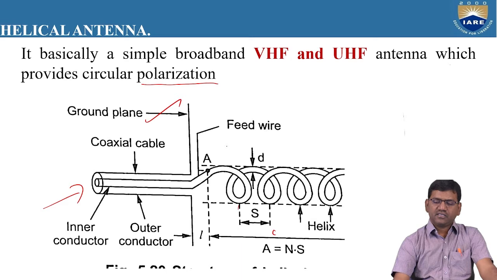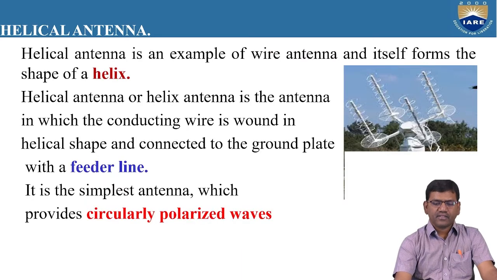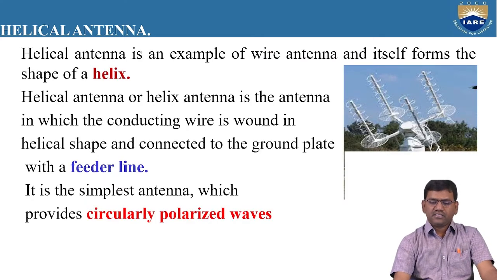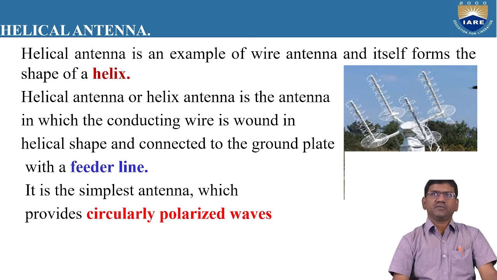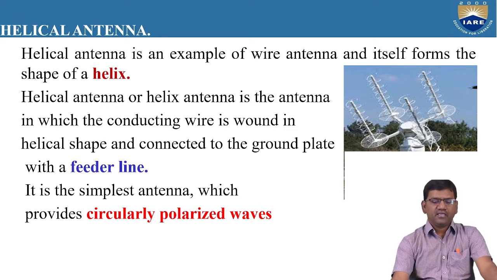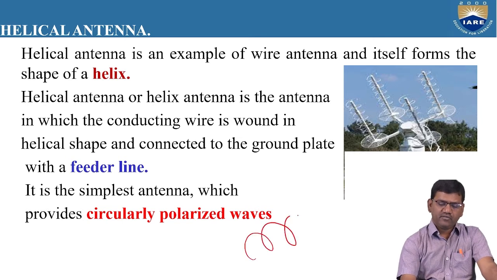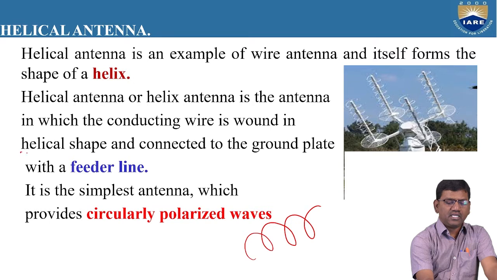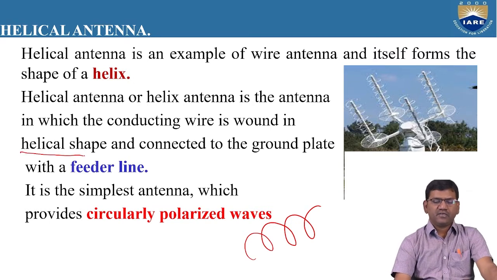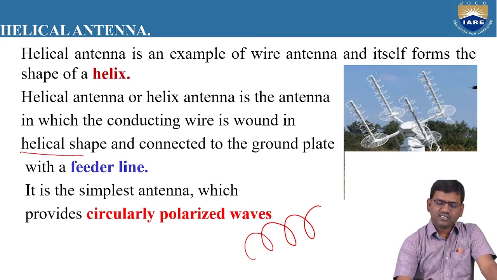Now we will see some design equations for the helical antenna. You can see on the display, the helical antenna is an example of a wire antenna and itself forms the shape of a helix. The helical antenna or helix antenna is an antenna in which the conducting wire is wound in helical shape. This is known as a helical shape, and it is connected to the ground plate with a feeder line. You can see here on the display, this is a ground plate.